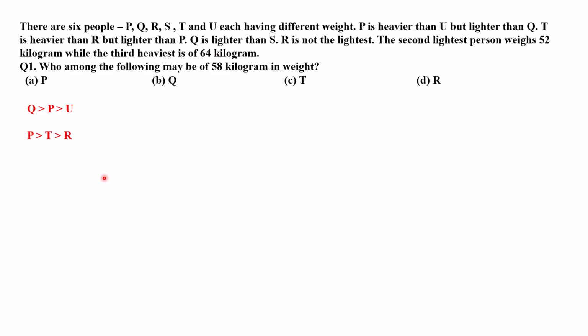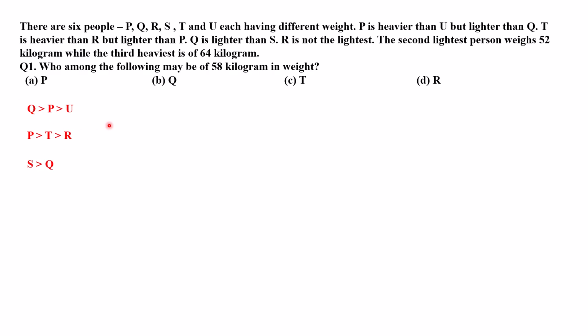Then Q is lighter than S. It means the weight of S is more than Q. And R is not the lightest person, and the second lightest person weighs 52 kg while the third heaviest is 64 kg. Now the first question is, who among the following may be of 58 kg in weight? So let's first arrange these weights in an order. I'm going to arrange it in descending order. Here, Q's weight is greater than P, then P's weight is greater than T, and then T's weight is greater than R.